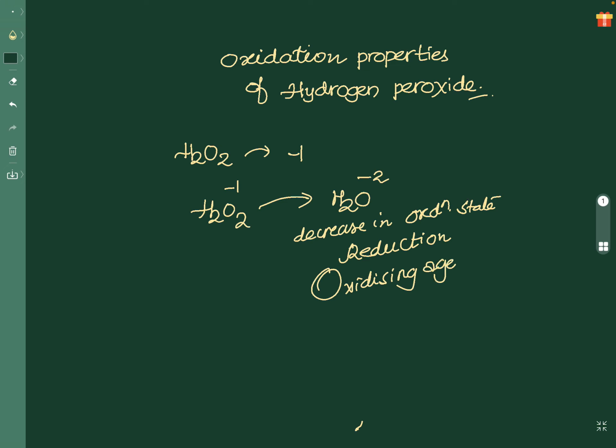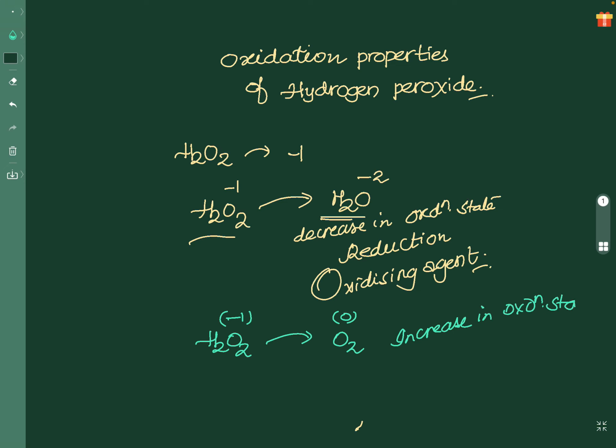So, in all oxidation reactions of hydrogen peroxide, the product will be water. Similarly, H2O2 can be converted to O2 where the oxidation state changes to 0. That means an increase in oxidation state. An increase in oxidation number is known as oxidation. When it undergoes oxidation, it is a reducing agent. So hydrogen peroxide can function like an oxidizing agent and a reducing agent.